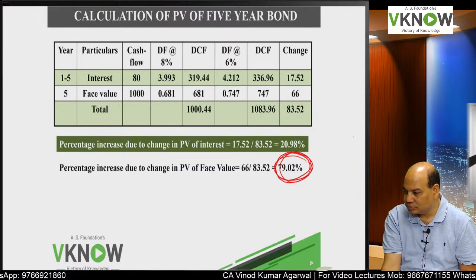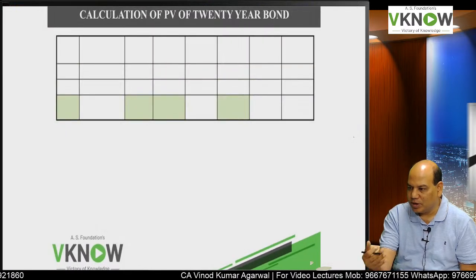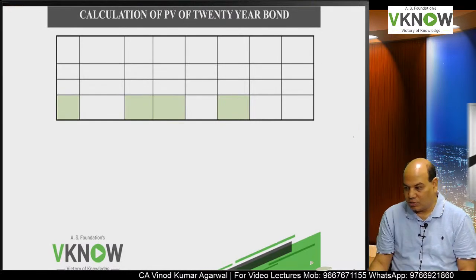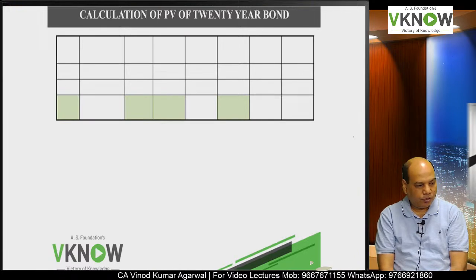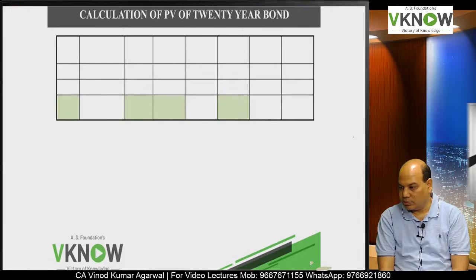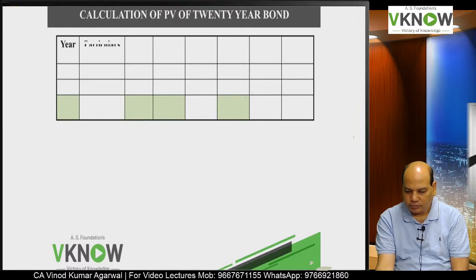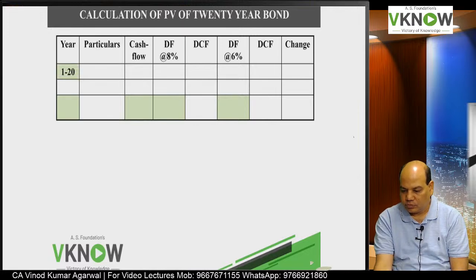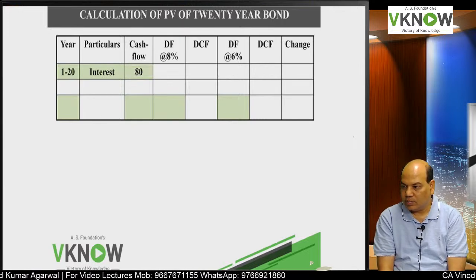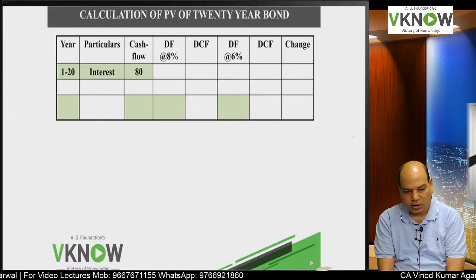Is the answer right? Okay, now just repetition of the same thing for a 20-year bond. Next line, write down calculation of PV of 20-year bond. Draw the same format, exactly the same format, but this time the number of years is 20.